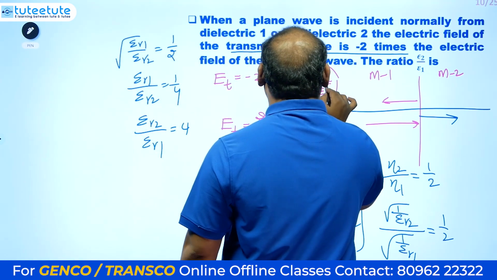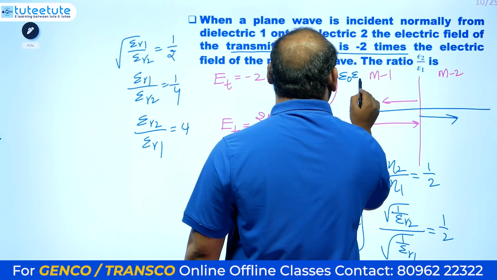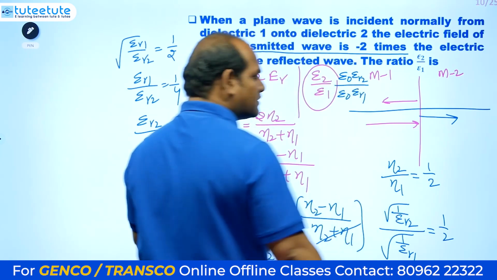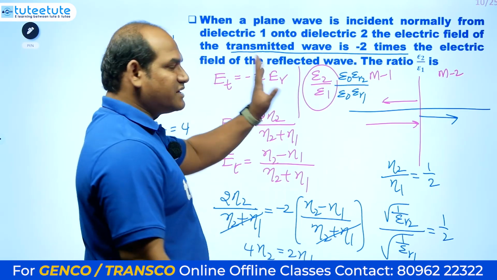Even epsilon 2 we can write as epsilon naught epsilon r2, and epsilon 1 as epsilon naught epsilon r1. So epsilon naught will be cancelled. So this ratio is equal to that ratio.